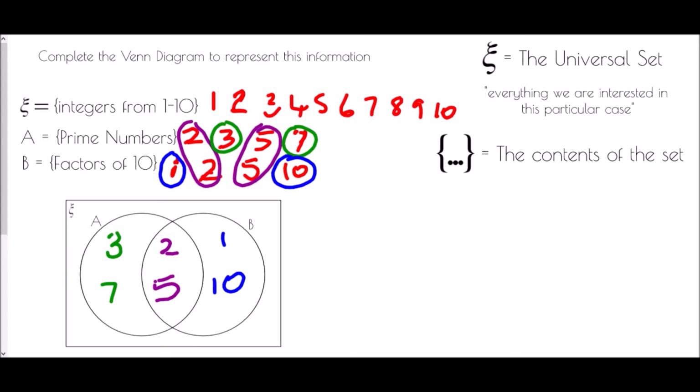Now there is a box around the outside. The box around the outside is because we have to still think about this universal set, everything else which is available. We've already used the number 1, 2, 3, 5, 7 and 10. The other values need to be placed in the diagram as well, but they will go on the outside of the circles. So we'll have 4, 6, 8 and 9. That is our Venn diagram completed for this situation.